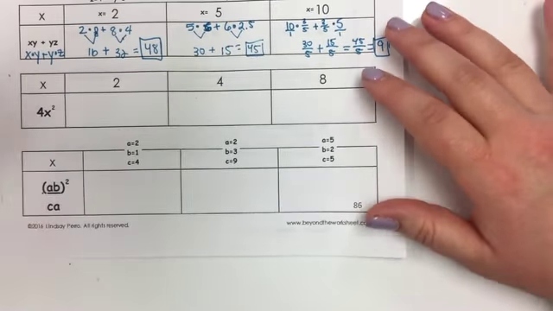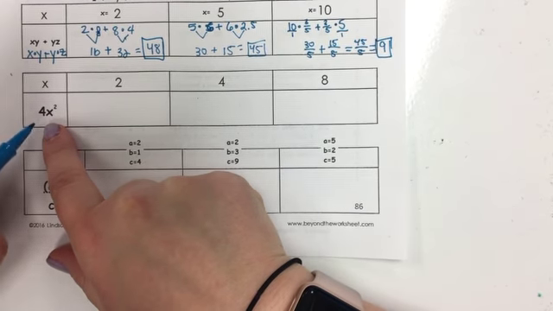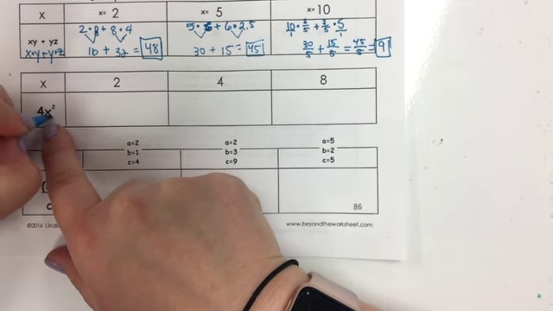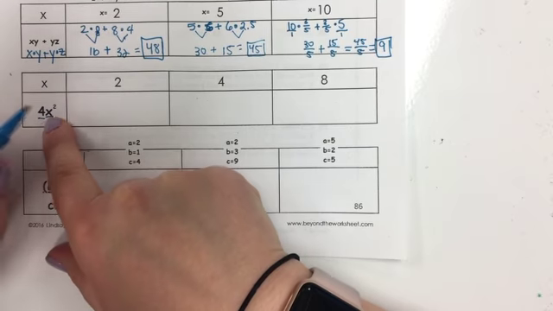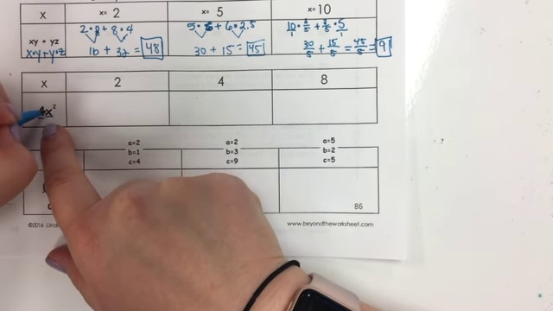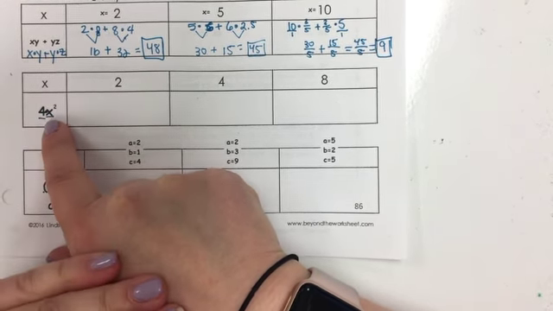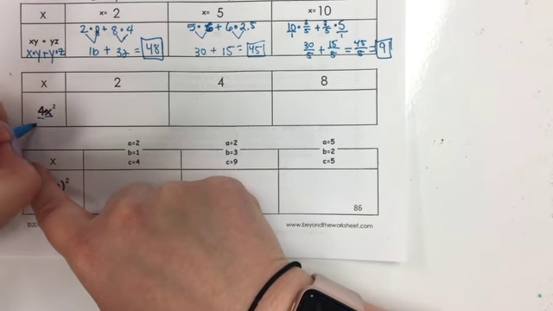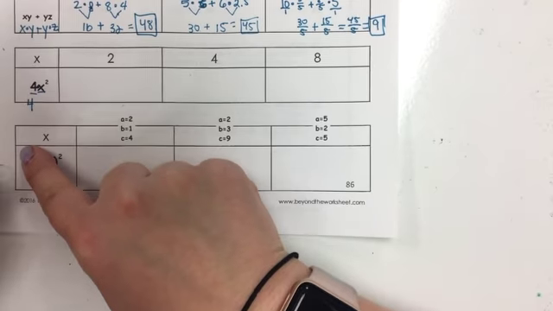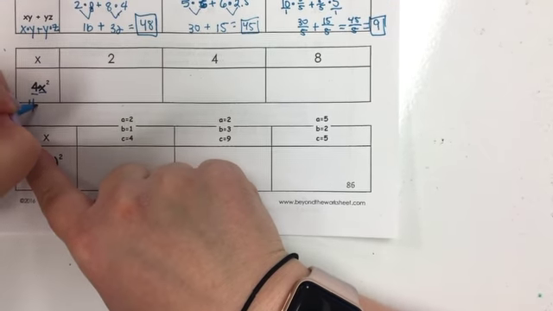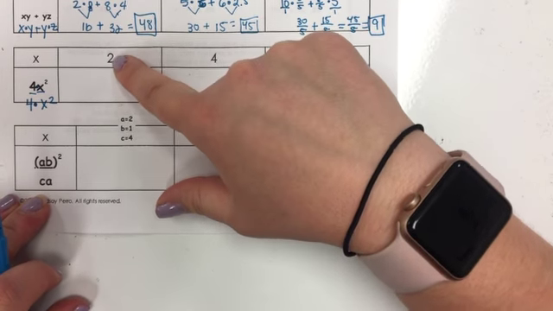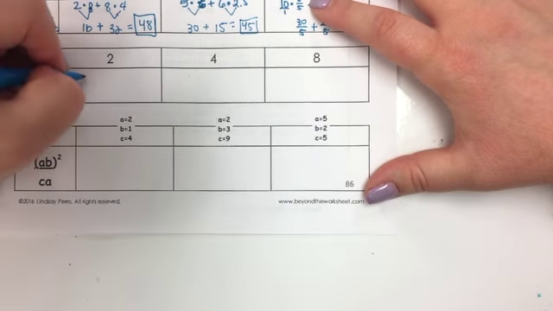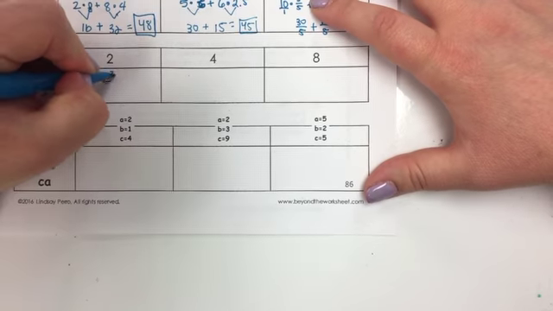With this next one, we've got 4x squared. Now again, since we have a number and a variable right next to each other and there's no operation in between them, it's like there's an invisible multiplication sign here. So really, if I was to break this down, I have 4 times x squared. Okay, so if I plug in my first value for x, which is 2, I can say that I've got 4 times 2 squared.